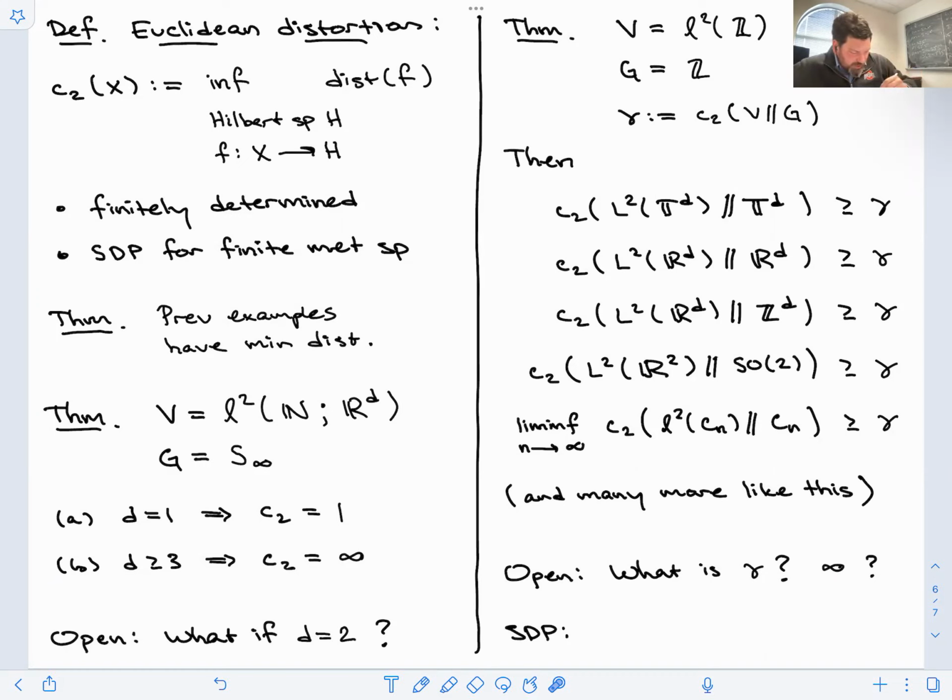I told you before that these distortions are finitely determined, and you can run an SDP on any finite metric space. The best we could do in that direction is to produce a lower bound on this order. So maybe the optimal distortion is like √2 or something, or maybe it's infinity and we just couldn't find a telling finite metric space, but that's the open question.